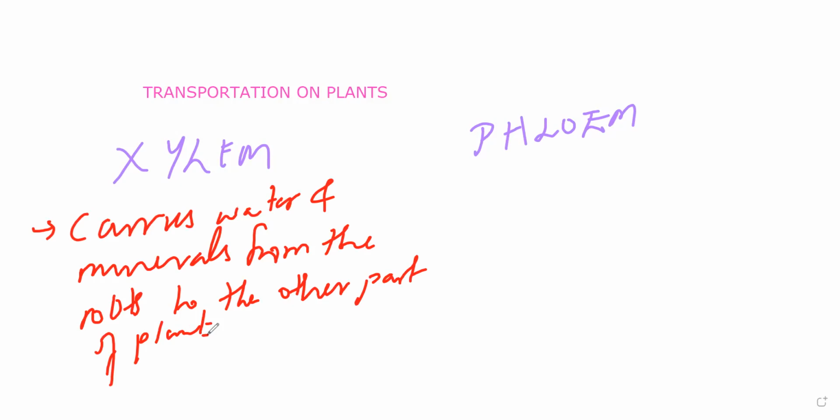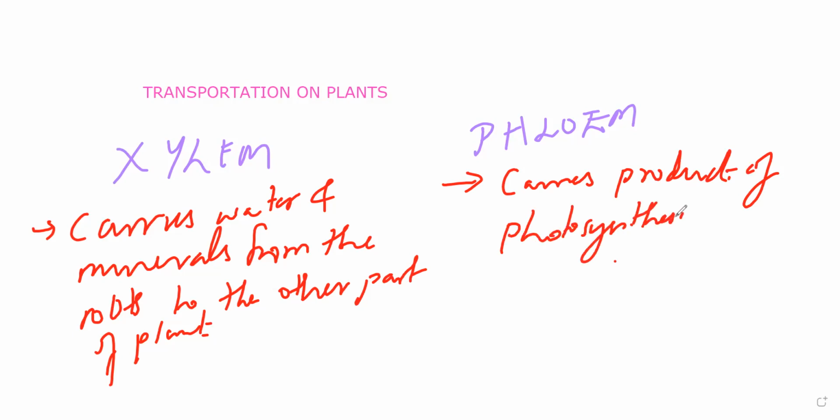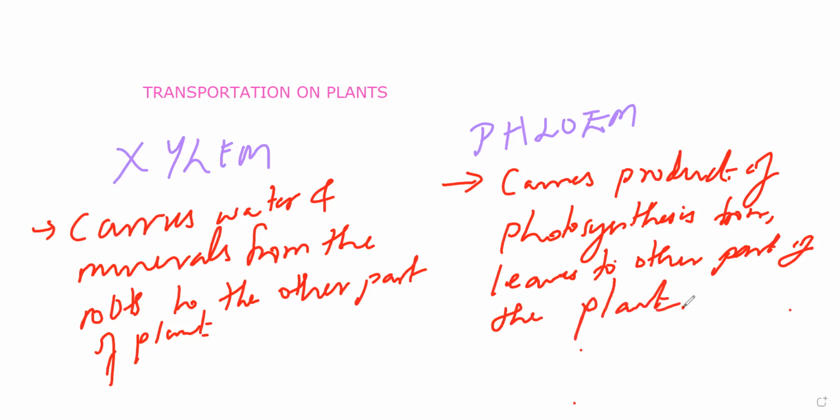So what about phloem? It carries the product of photosynthesis from the leaves to the other parts of the plant. So phloem mainly carries the product of photosynthesis, correct? From leaves to other parts of the plant. So xylem mainly carries water and minerals from the roots to the other parts of the plant. In xylem, there is no energy used. Very important point. No energy is used.